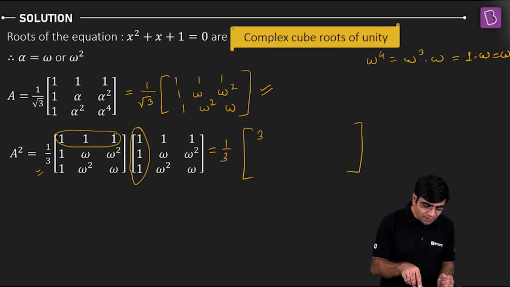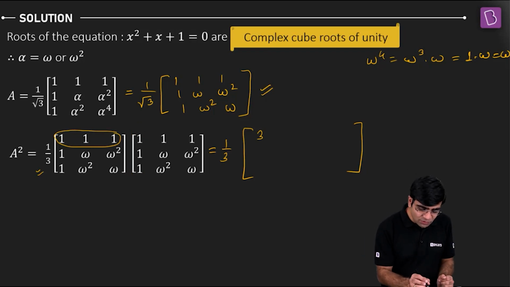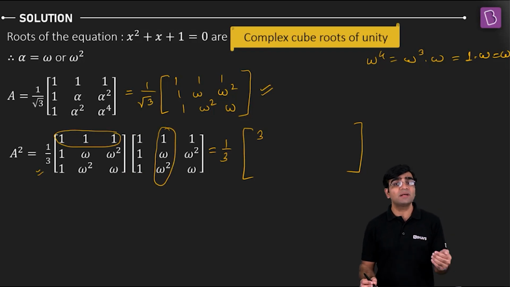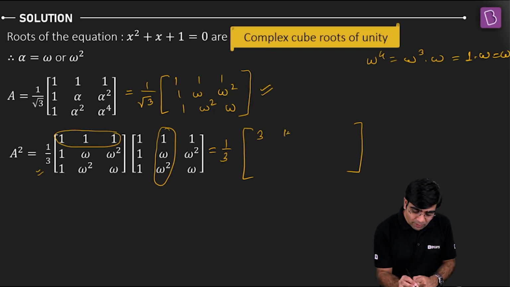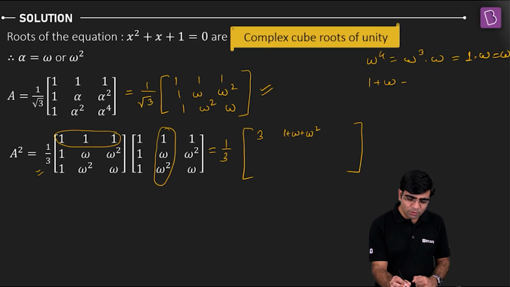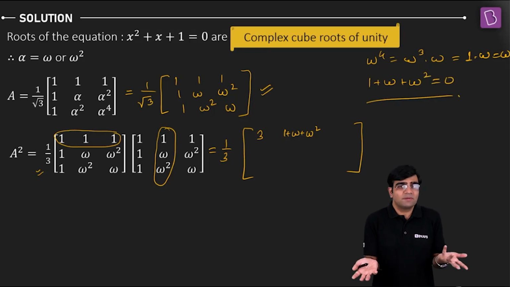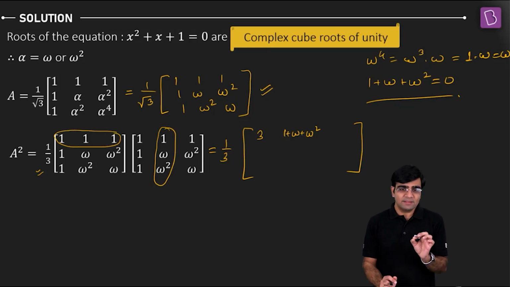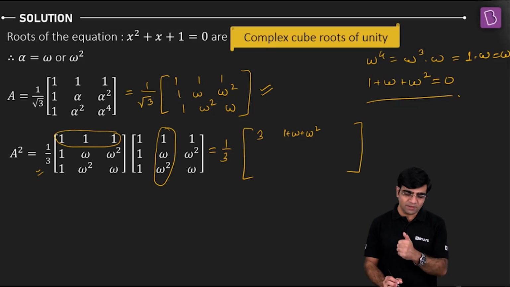Sorted. Now, in the second one, we take the first row vector and the second column vector. What do I get? 1 into 1 plus 1 into omega plus 1 into omega square. That is, we get the second term as 1 plus omega plus omega square. What do you know about 1 plus omega plus omega square? This is also a very popular result. It is nothing but 0. It's a very simple result. So the second term immediately becomes 0. Sorted?